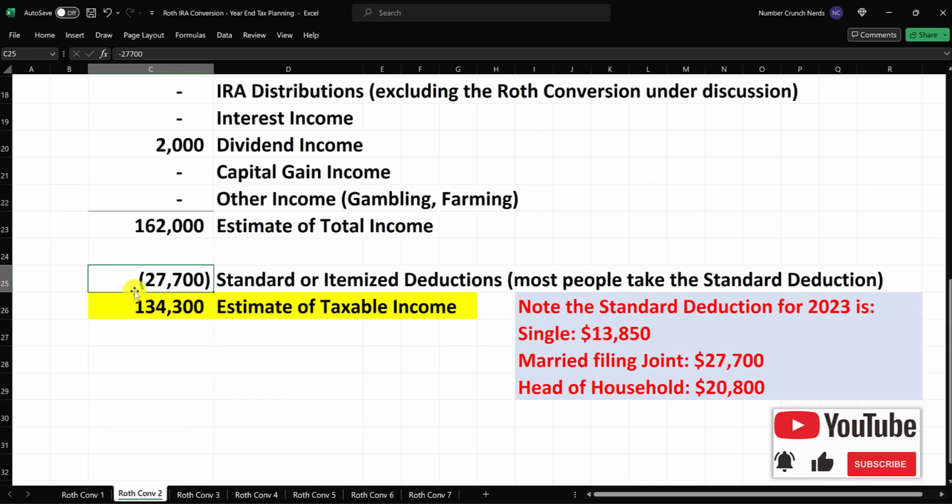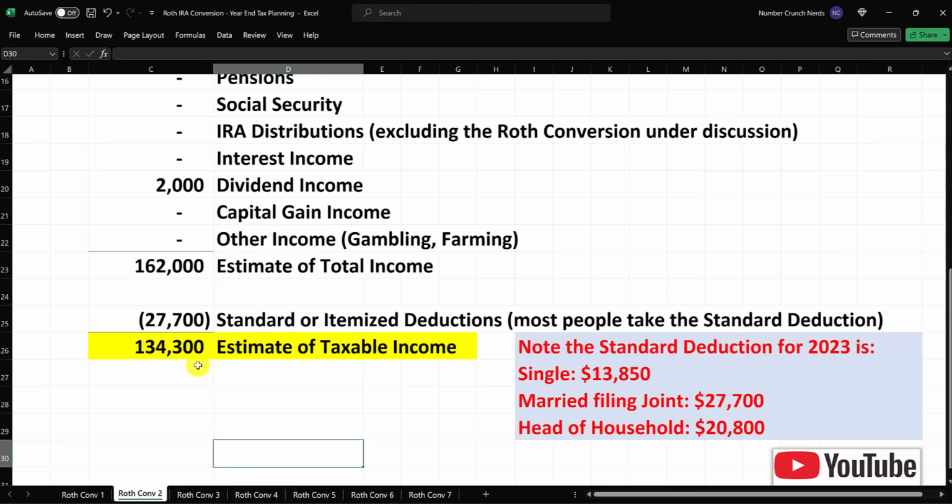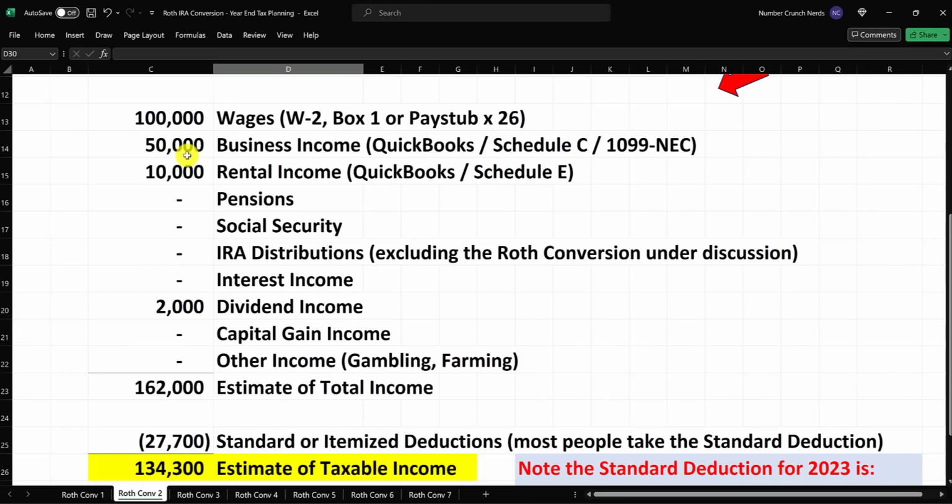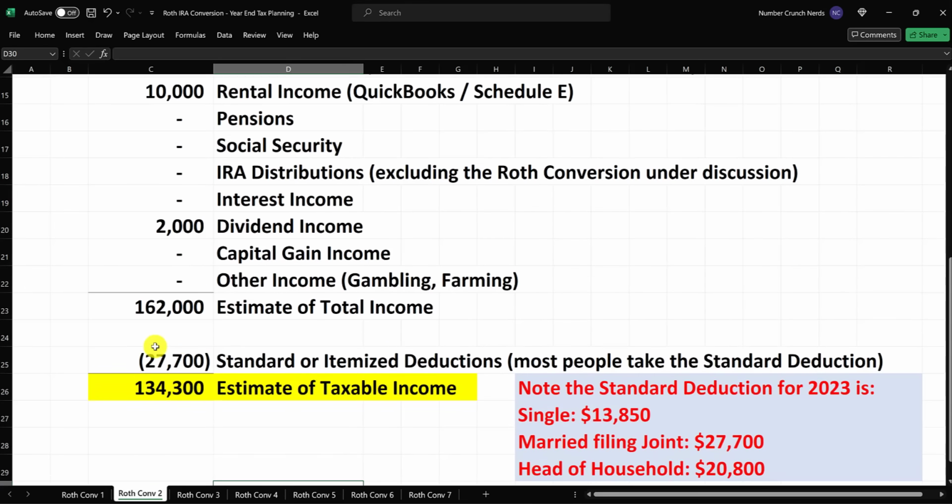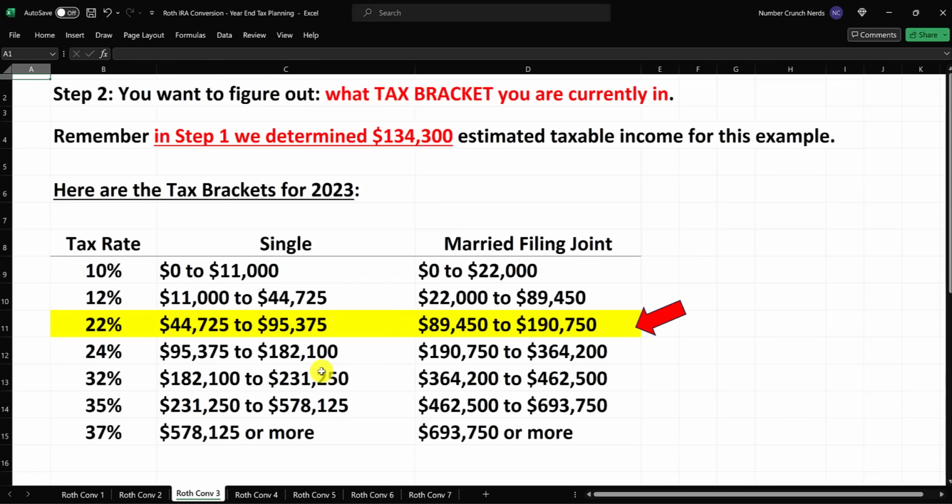For this video, if you're not sure, just throw in the standard deduction off this table right here. And then ultimately, when you take your income minus your standard deduction, this is going to be your estimate of taxable income. And this is what we're going to use as a starting point to figure out, should you do a Roth IRA conversion? All right, so remember this number, 134,300. And for you, it's going to be whatever ultimately comes out of this calculation. So now, next step, we're going to go here.